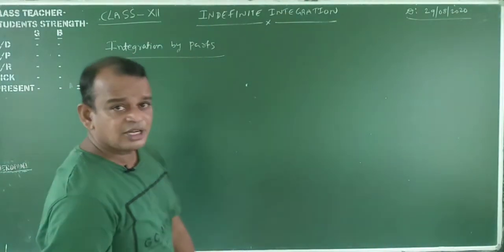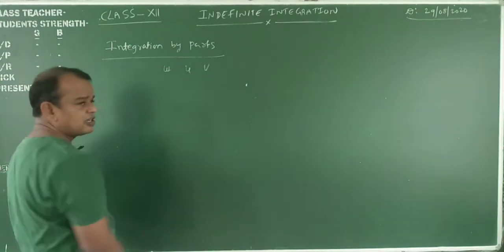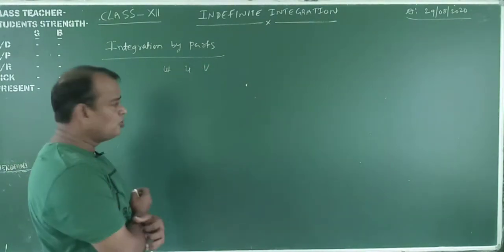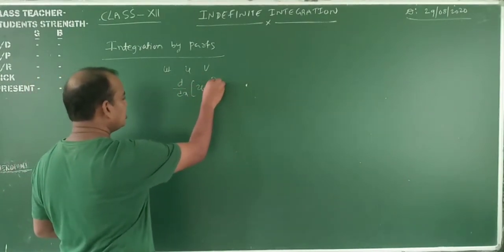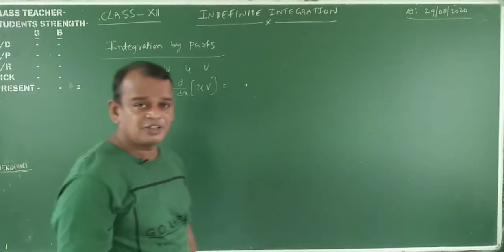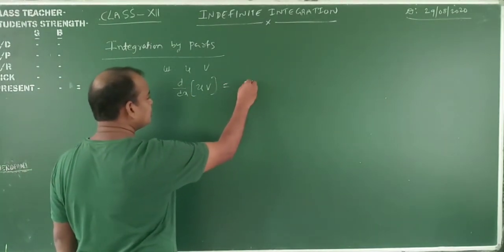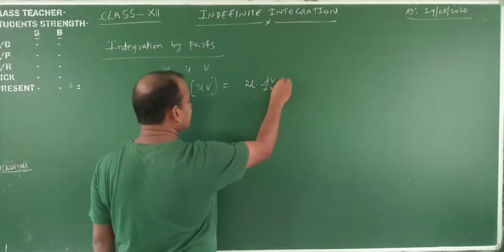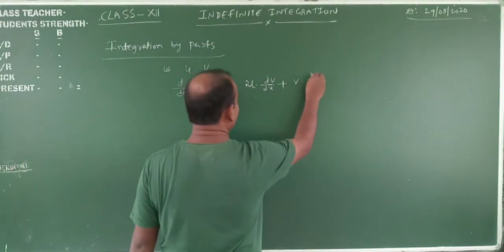Okay, my dear students, let u, v be two differentiable functions in x, which means those two functions are defined in x. We know the derivative of uv. You know the product rule very well, or not? The derivative of uv is equal to u into dv by dx plus v into du by dx.